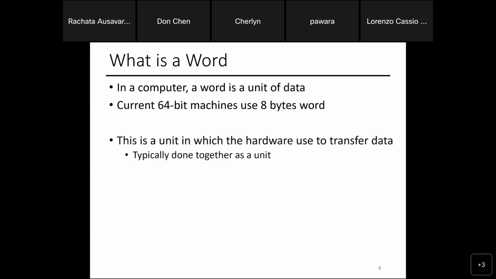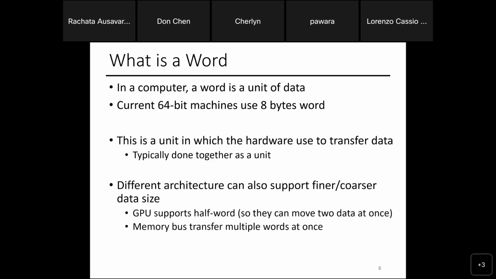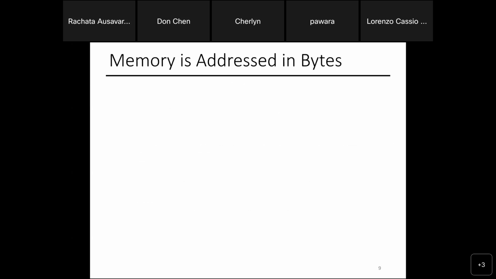So this is a unit which the hardware can also use to transfer data. Physically inside your hardware, many things are done in this 64-bit chunk. Even though you want 1 byte at a time, they might transfer these 8-byte chunks for you. Different architectures support finer granularity. Sometimes you can specify to the computer, hey, don't give me the whole 8 bytes. I only need 1 byte. Give me 1 byte and that's it. All right. So you can define the hardware that way.